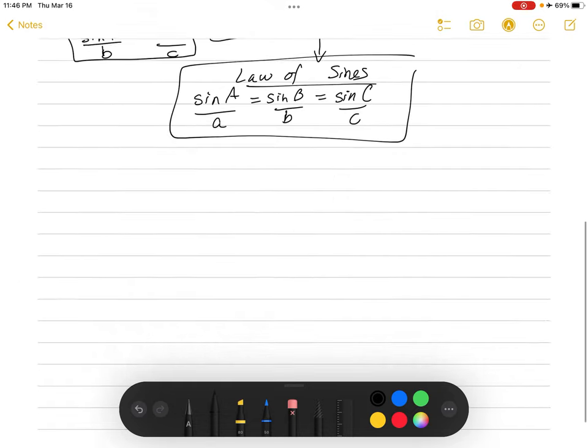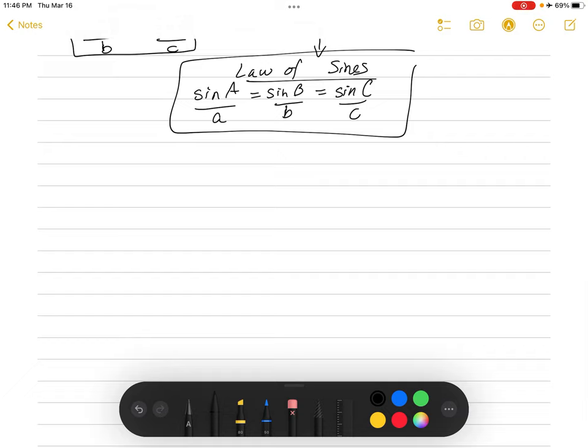Very useful equation that can help us solve triangles that are maybe missing angles and sides. So let's do some problems involving the law of sines. Let's solve the following triangle.